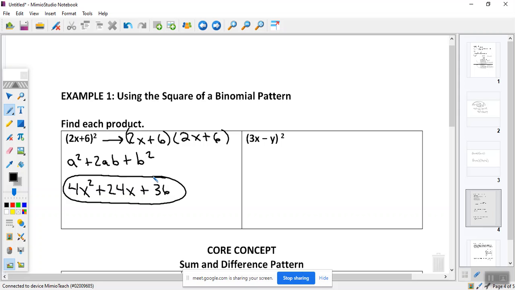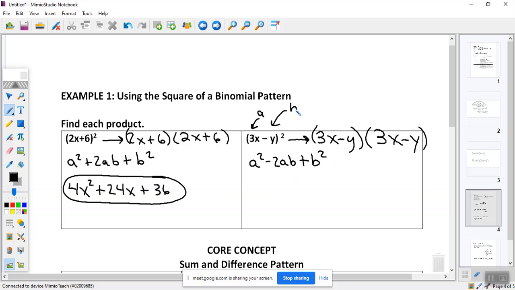Guys, I'm going to say that this really means, if you're going FOIL method, take 3x minus y times what? Yep. And I could FOIL this out the way we have in the past. But by that new rule, is this a sum or a difference right here? So this would be the same as a squared minus 2ab plus b squared. So if I want to, I could let a be the 3x and I could let b be the y part to fill in here.